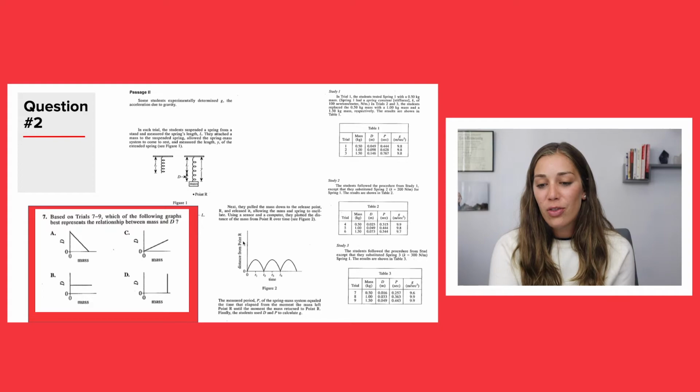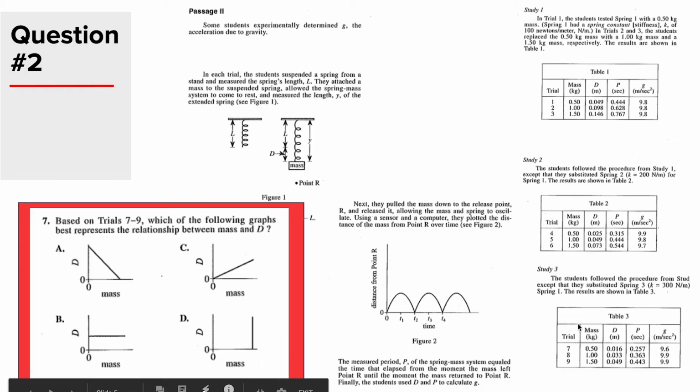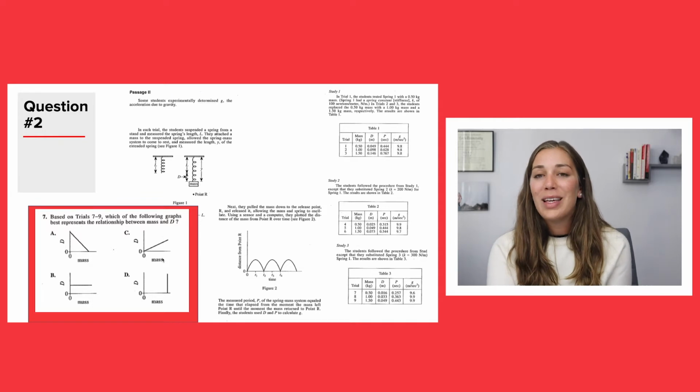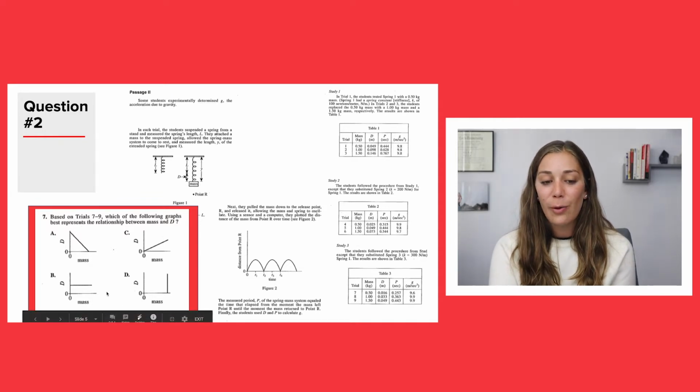So now we repeat the information in our head, just like always. We're going to trials 7 through 9, that's table 3 over here. And we're looking at the relationship between mass and D. As the mass is increasing, as we go from trial 7 to 8 to then 9, what's happening to D? I can see here that my D is also increasing. So we're looking for that slanted line with a positive slope, which is going to be answer choice C. As the mass is increasing, my D is increasing, that positive slope. Let's try the next one.